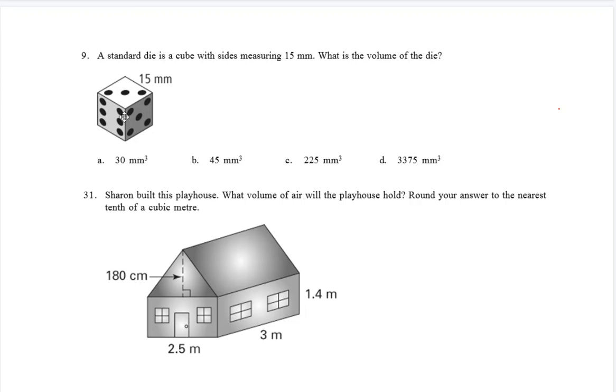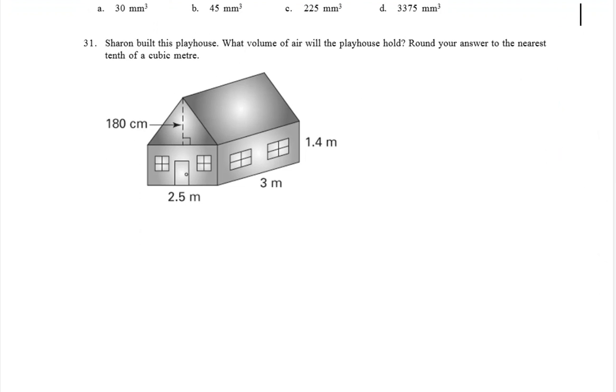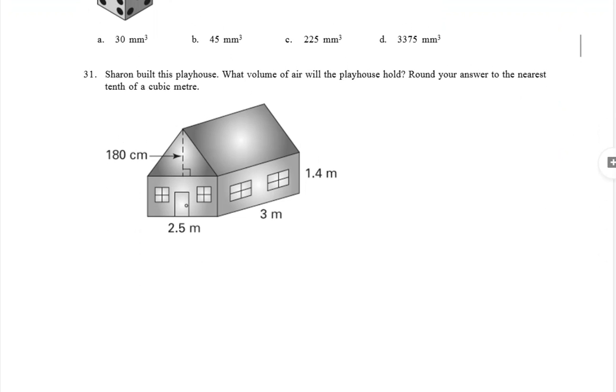Standard dice. You're looking for the volume of the dice, not the surface area. You're looking for the volume. If this is a cube, that means all sides are 15. And this last one, this is a bonus question.